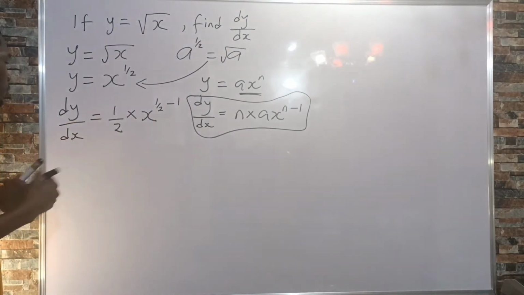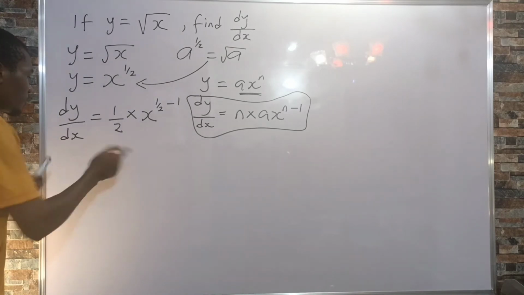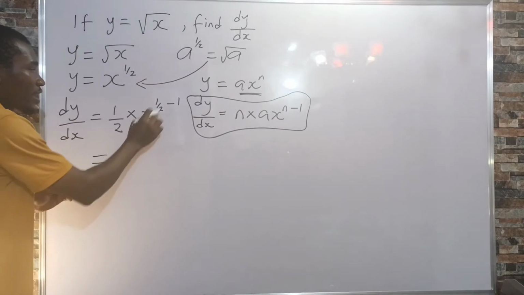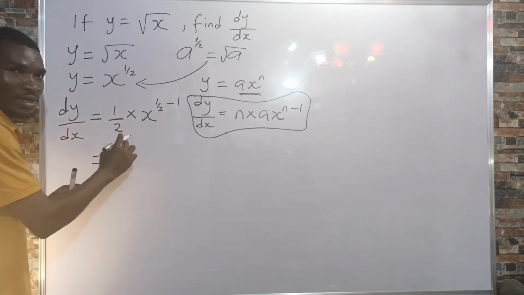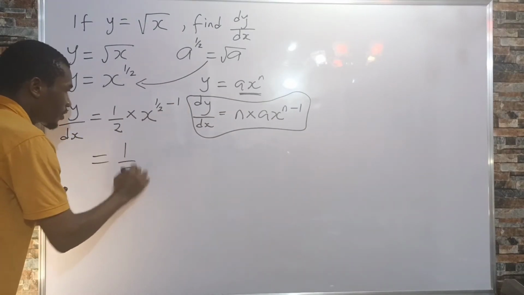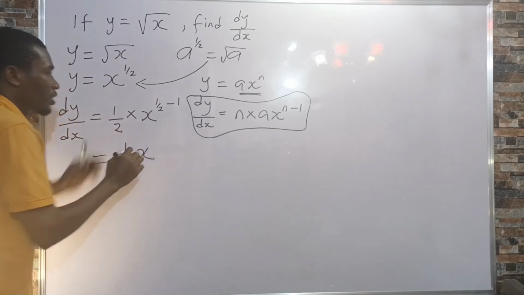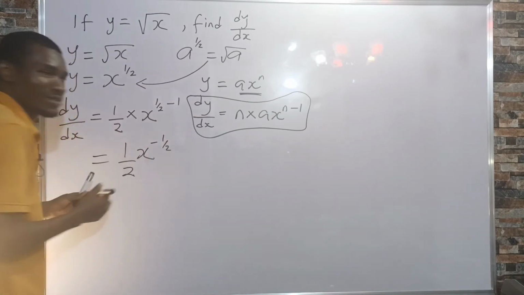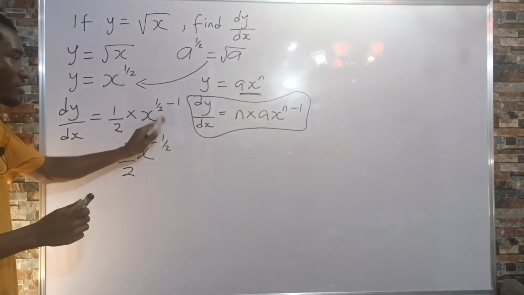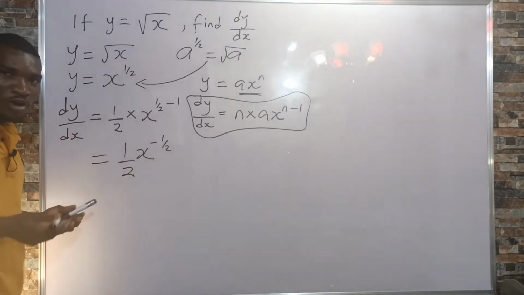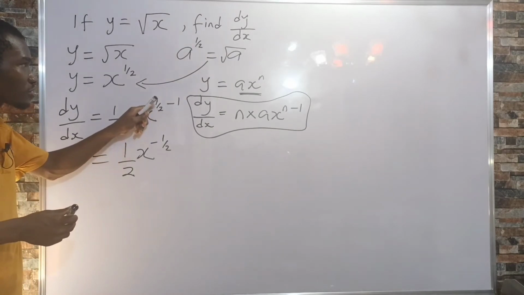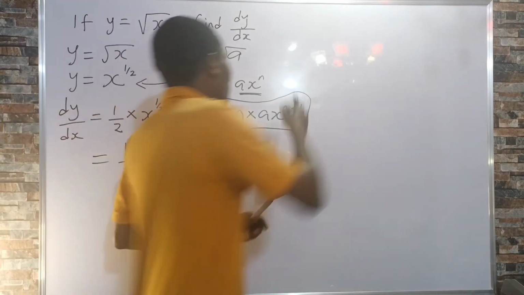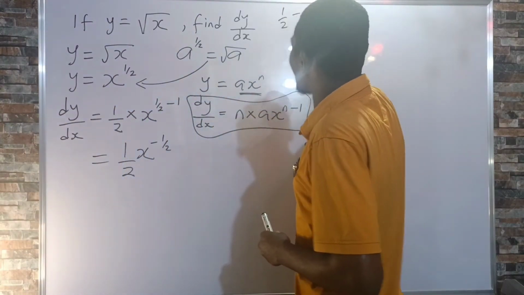Okay, let's proceed with the solution. This is equal to, remember that half multiplied by x raised to the power of half minus 1 will give us half x raised to the power of half minus 1, which will give us negative half. This is just a little arithmetic I played here, but for convenience, you can still solve this separately by saying half minus 1.